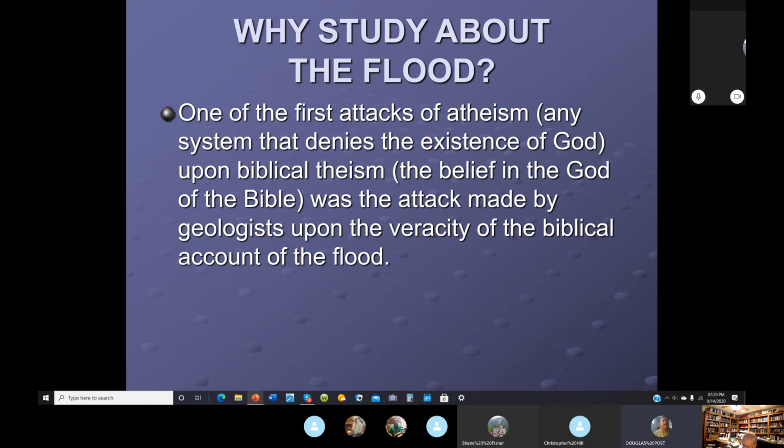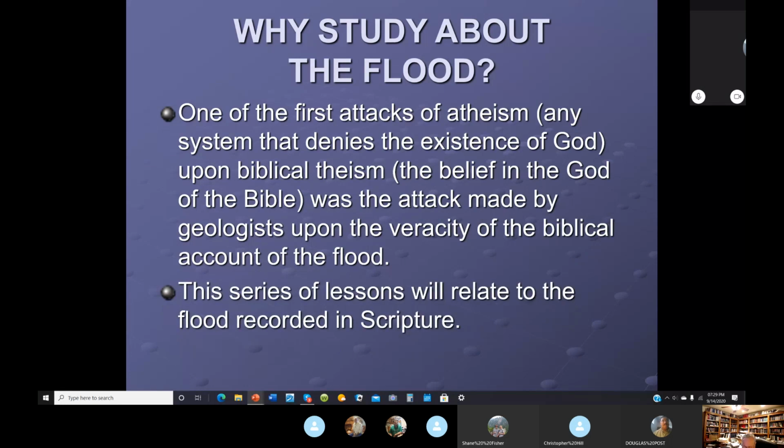Geologists, one of the first things they attacked, and this began around 1830. We're going to go through some of the history of it real quickly. They attacked the flood, and the ones attacking the flood were actually people who claimed to believe in God. Some of this came out of people who claimed to be Christians, so keep that in mind. Even people who believe in God can be led astray by false teaching, such as how evolution occurred, the claim that evolution brought life rather than creation, or that the flood didn't exist, or that it was just a local flood. So we're going to relate to how the flood that's recorded in the Bible occurred.